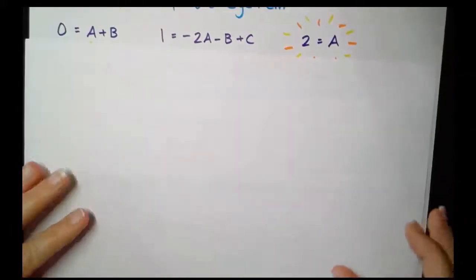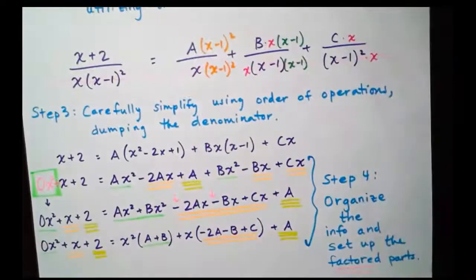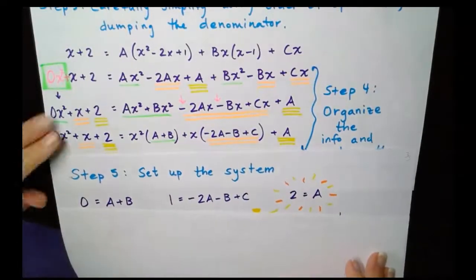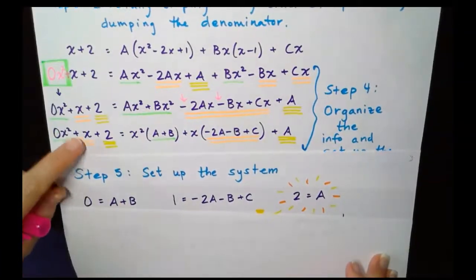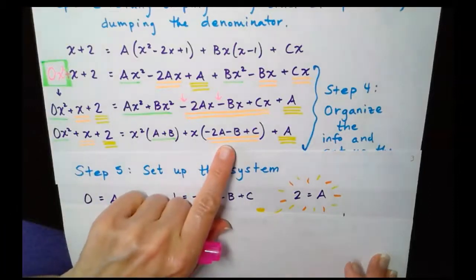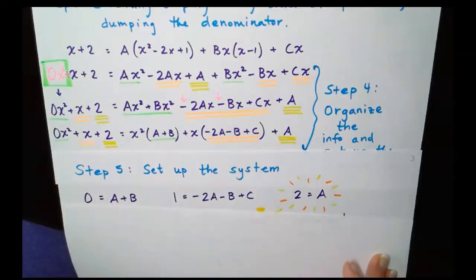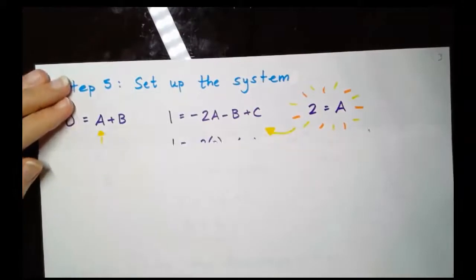The system of equations, directly from our last step, I'll show it to you all at once. So 0 is equal to a plus b. 1 is equal to negative 2a minus b plus c. And then, hooray, 2 is equal to a. So, in this particular problem, we immediately know one of our values for a, b, and c. We know that a is equal to 2. So, from here, let's solve the system. So this is our system.